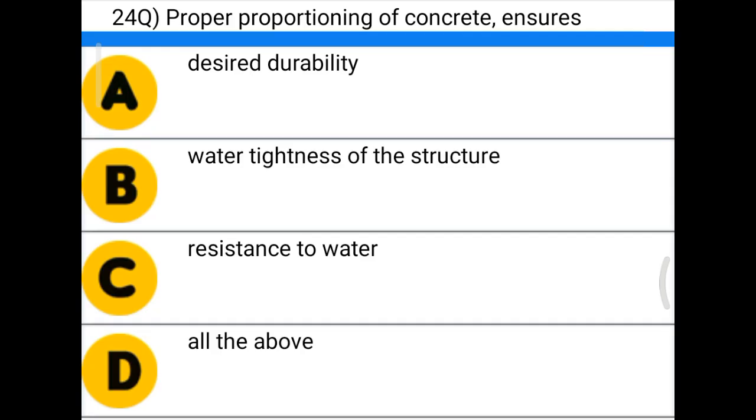Next question, proper proportioning of concrete ensures option A desired durability, option B water tightness of the structure, option C resistance to water, option D all the above. So the correct answer is option D all the above.